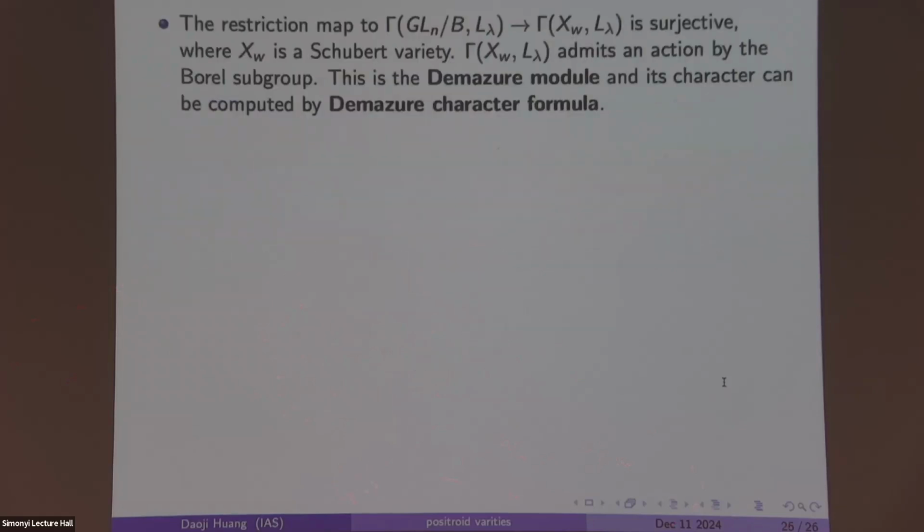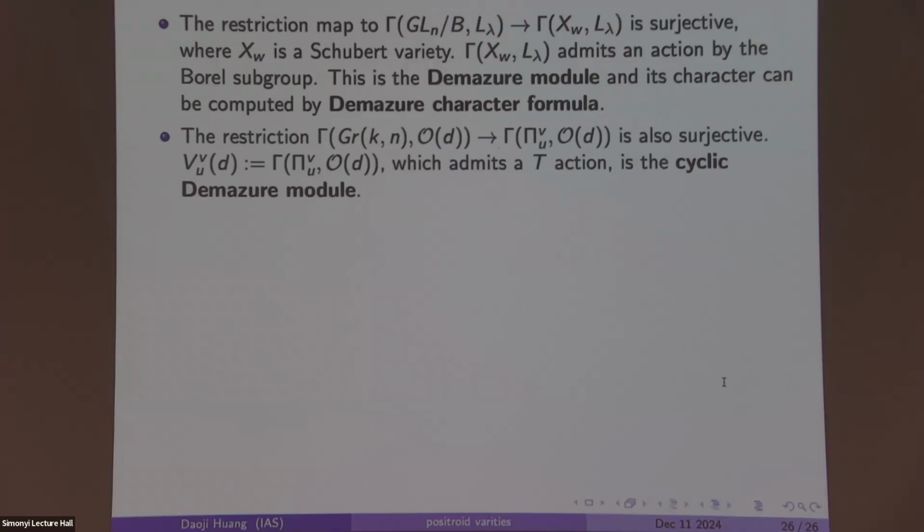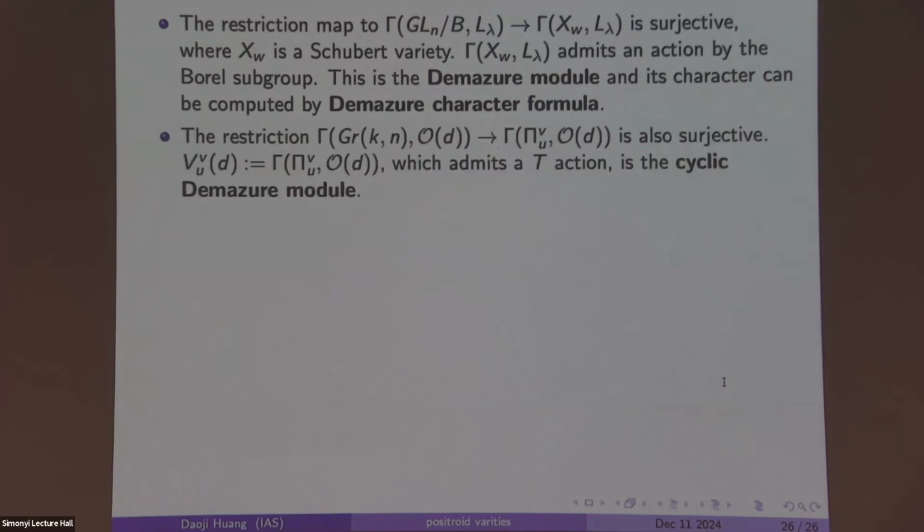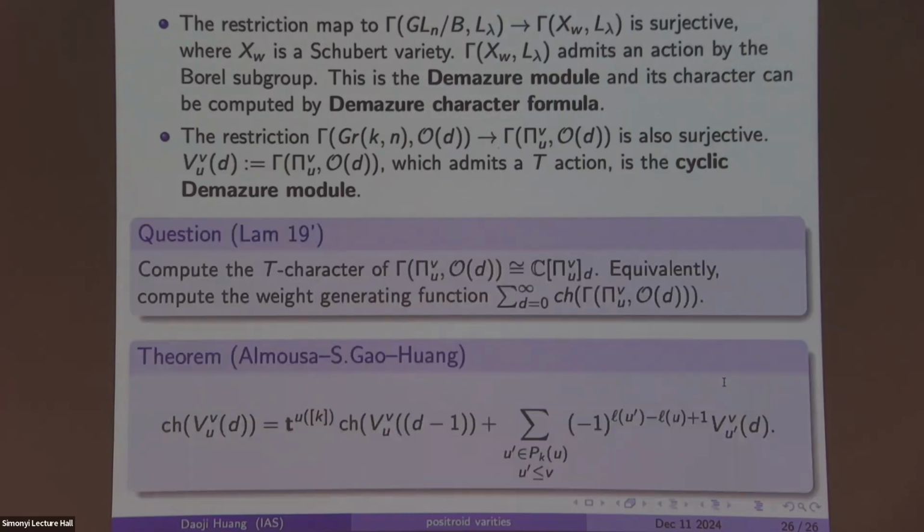So now going back to the representation theory question that Thomas Lam asked: if I restrict the global section of a line bundle to a Positroid variety, well, in this case, the Schubert variety, I get what are called the Demazure modules, and these have formulas. It's called the Demazure character formula. And if I restrict to Positroid varieties, it turns out the restriction is also surjective, and Thomas introduced these objects as cyclic Demazure modules, and he asked what a character formula is.